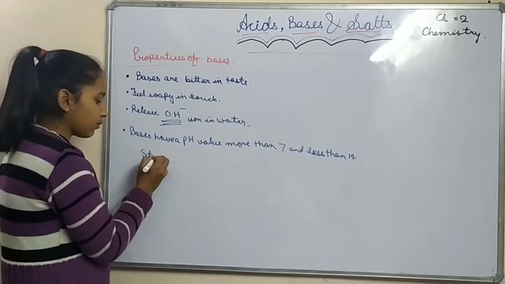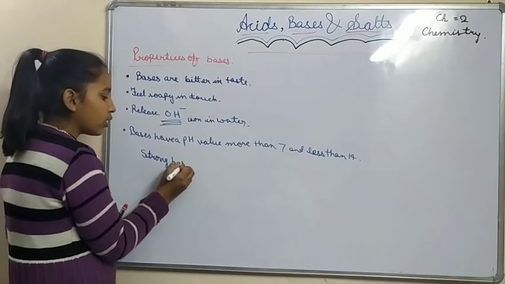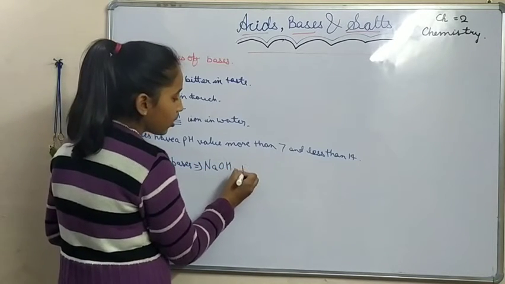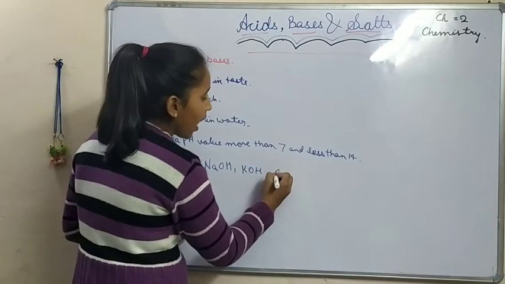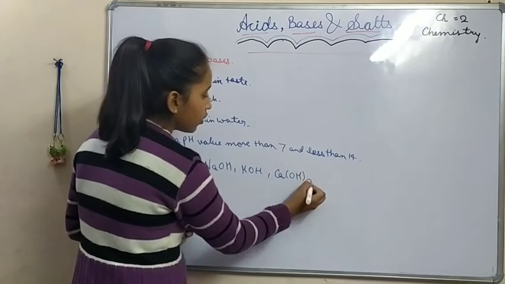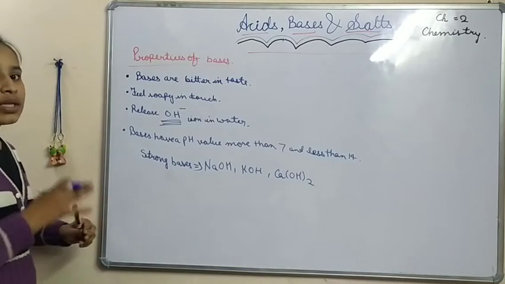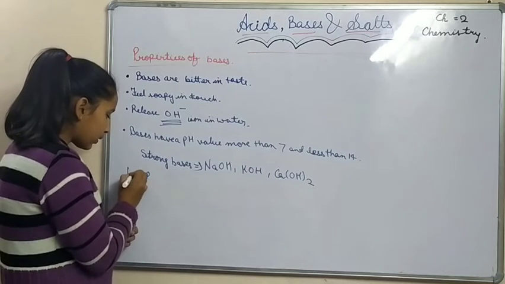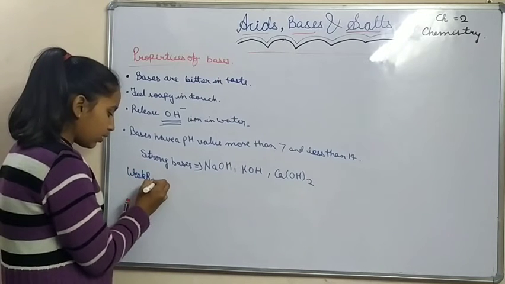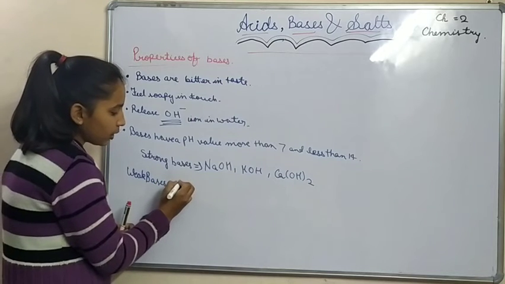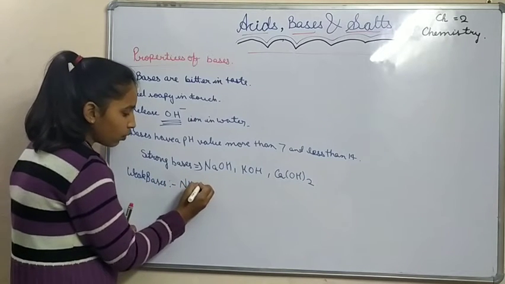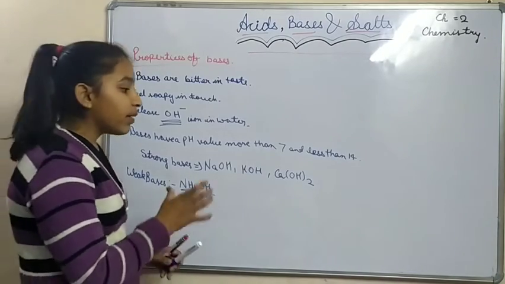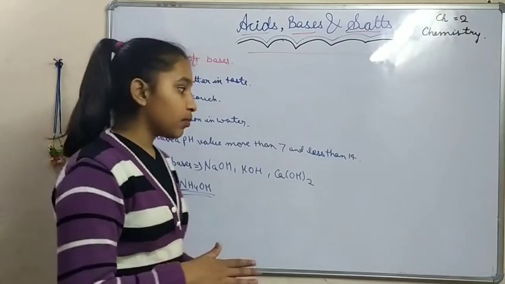Now strong bases. Strong bases are sodium hydroxide, potassium hydroxide, and calcium hydroxide, which are very bitter. Now we will discuss weak bases. Weak bases include NH4OH, ammonium hydroxide. This is bitter in taste and is a weak base.